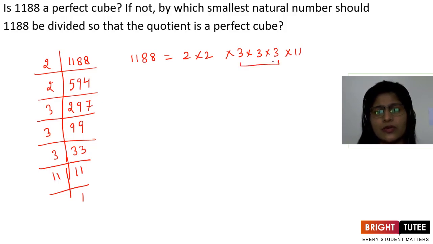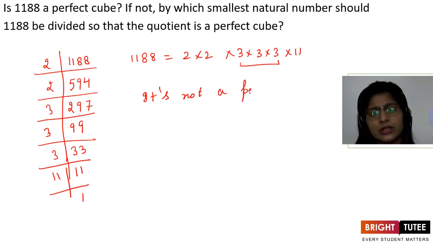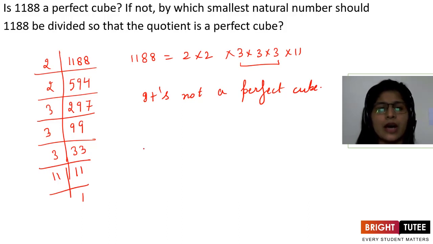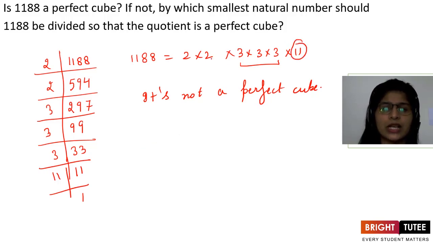So only one triplet is formed. So it's not a perfect cube. Now we have to tell with what it should be divided so that it becomes a perfect cube. So we have to finish this 11 and this 2 into 2. 2 into 2 is 4, 4 into 11 is 44. The number that we should divide with this is 44 so that it becomes a perfect cube.